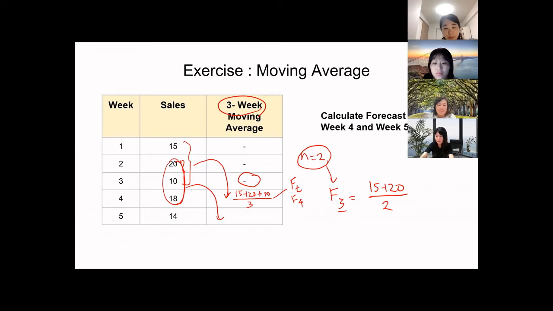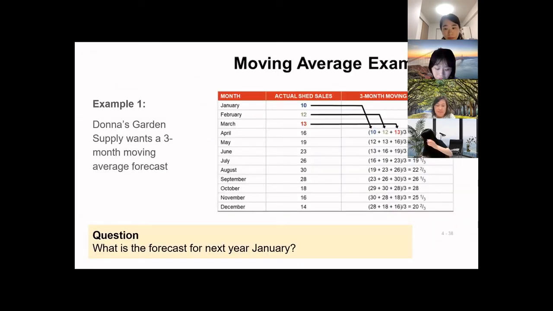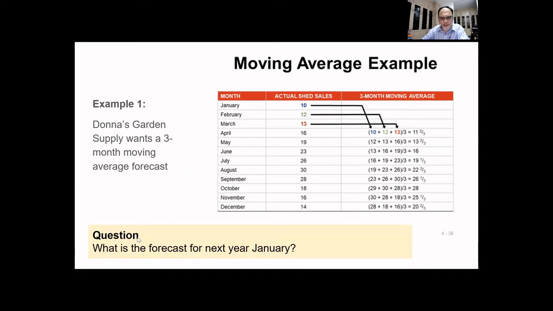So we move on. I'm not going to ask you to do this, I think you already know. I wanted to ask you how to forecast for next January, that means this January. I think you will be able to do it. You can do this after class if you want.